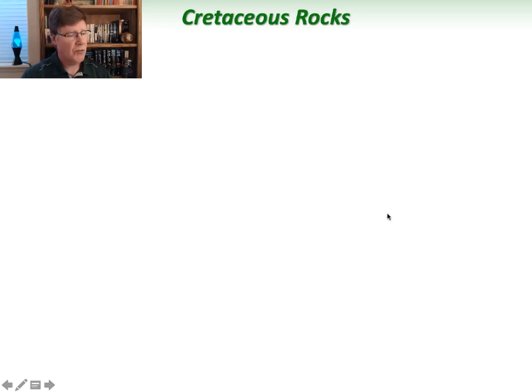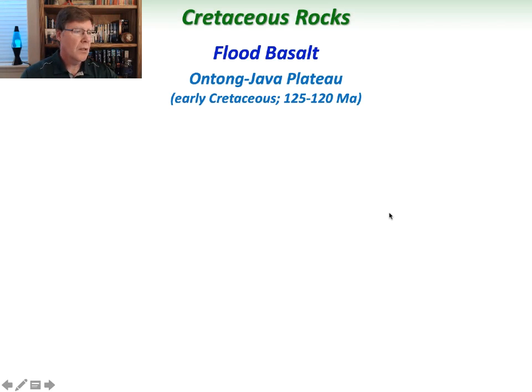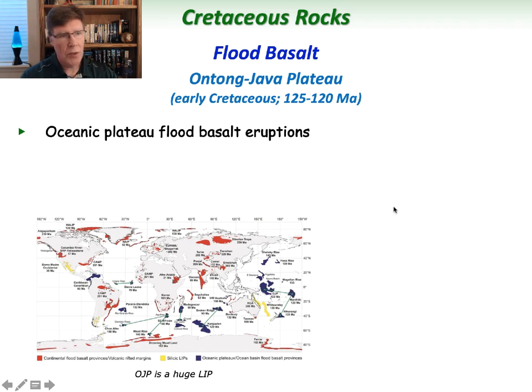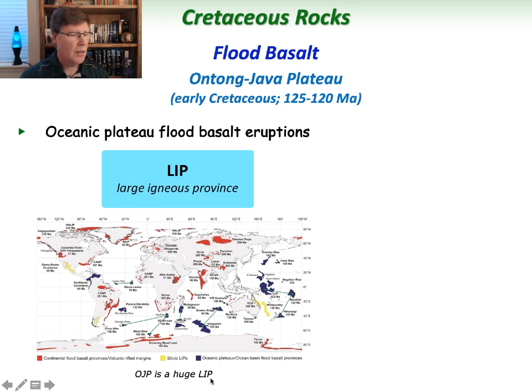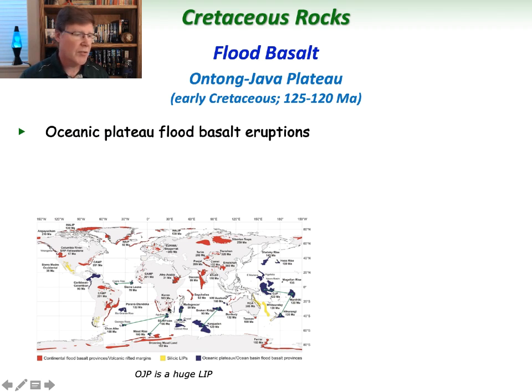Another major Cretaceous rock type, flood basalt of the Ontong Java Plateau. So this is a flood basalt eruption of the early Cretaceous, about 125 to 120 million years ago. Here's a map of flood basalt on continents and in the ocean basins. All of them are considered large igneous provinces. So these LIPs include both continental flood basalts like the Siberian Traps, the Deccan Traps, CAMP, and others, but also oceanic plateaus where the flood basalts erupted on an oceanic plate, like Kerguelen here and the Ontong Java Plateau.